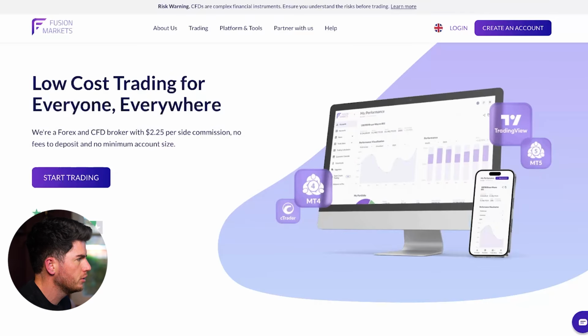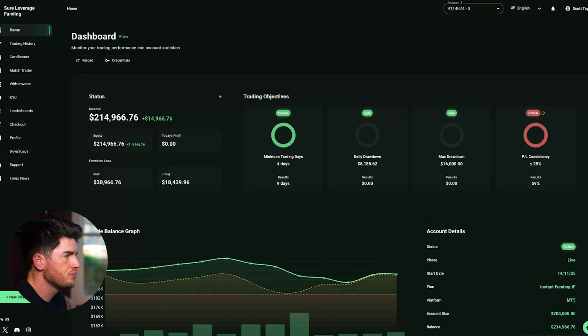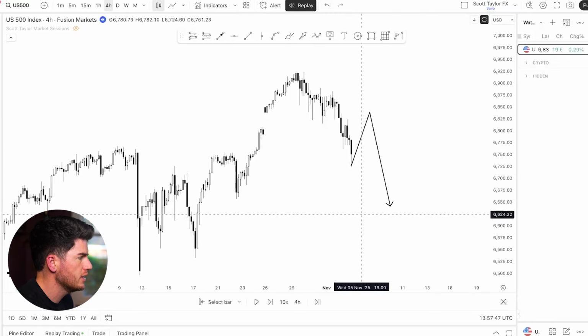And there's also prop firms. The one that I'm using right now is Sure Leverage Funding. The reason being, they do 1-step and 2-step challenges, but they also do something incredible, which is instant funded accounts, which you can see this one is currently sat at $15,000 in profit. That's where you execute your trades and actually make money.